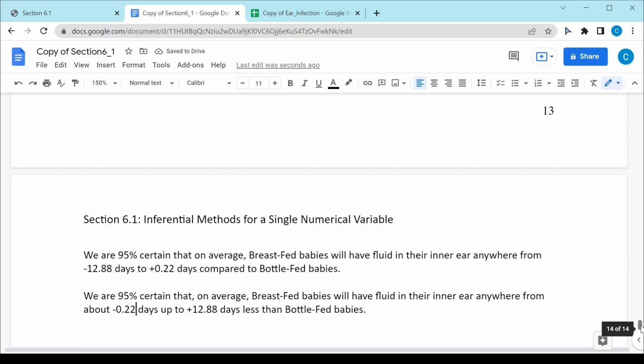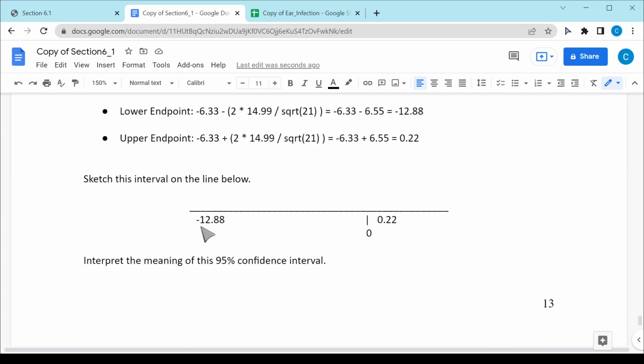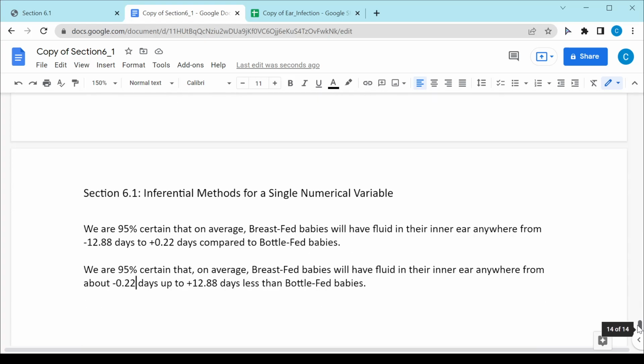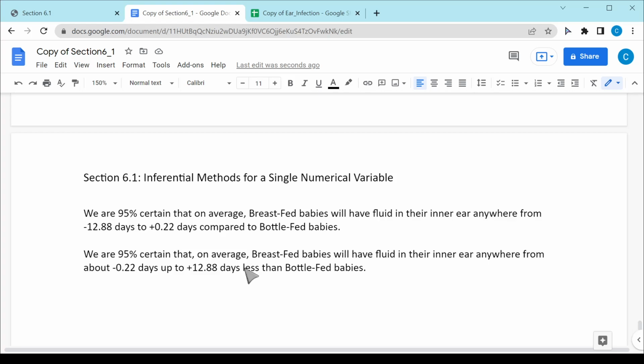Now, what I did when I did that interpretation is I actually just put the numbers all positive. So I put this one down below the 0, I put this one up to positive 12, and then I could talk about breastfed babies having less, right? So I just flipped things around so that I could make the English a little bit more straightforward here. That's okay to do that. You just got to reverse both of them. So I put the positive 0.22 to negative, the negative 0.22 to positive. And then I can use the word less here.